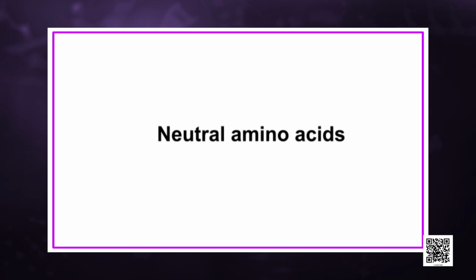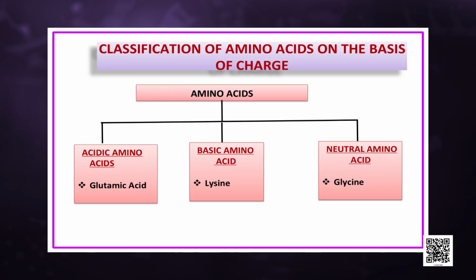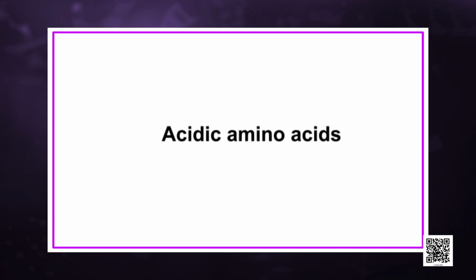The first one is the neutral amino acids. They have 1 amino group and 1 carboxyl group. Amino group has +1 charge, carboxyl group has -1 charge. So they neutralize each other and the overall charge on the amino acid is 0. Such amino acids are called neutral amino acids. Example is glycine.